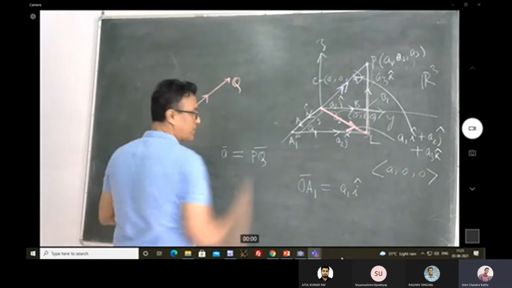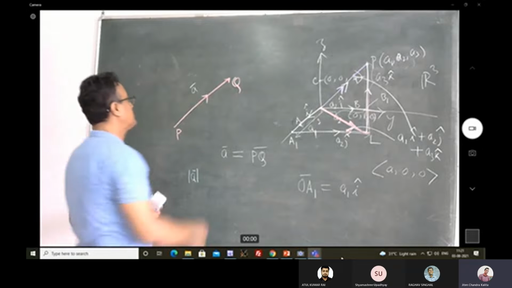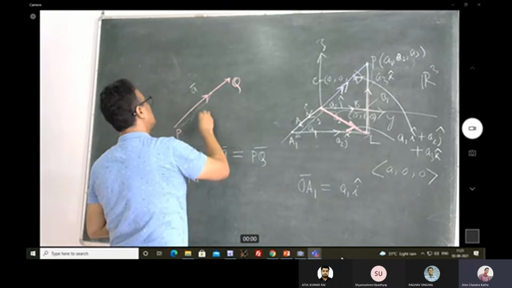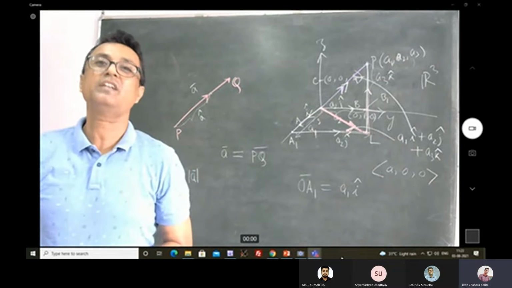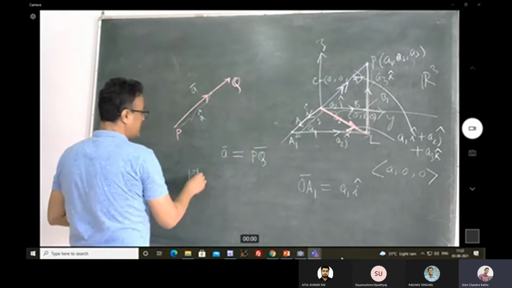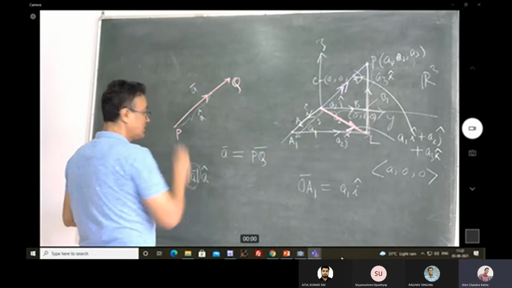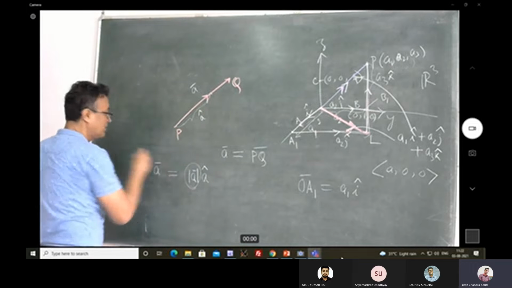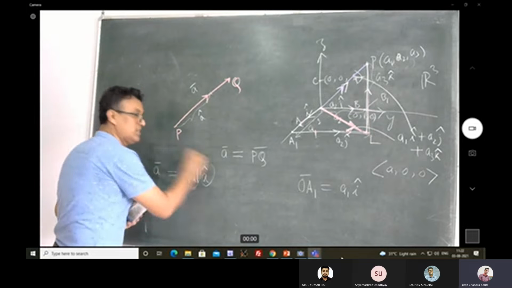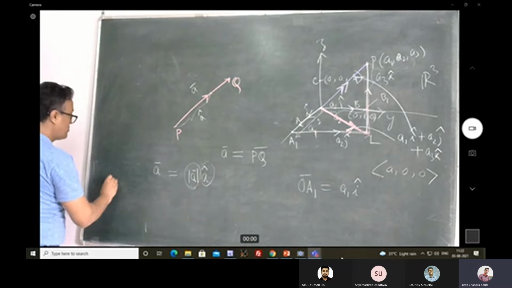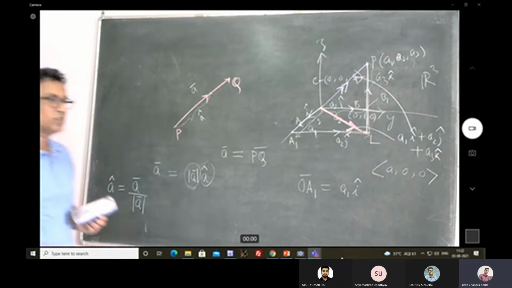Now if I consider any arbitrary vector, suppose this vector is A bar, and suppose there is a unit vector along this vector, which I can define as A cap. Whenever there is a cap, you should know that somebody is trying to define a unit vector. So if I take the length of the vector as a scalar quantity and multiply it with the unit vector along it, this is going to give me the whole vector. So if you want to find a unit vector along a vector, the unit vector is always defined by the vector divided by its magnitude. Is it okay with everybody?